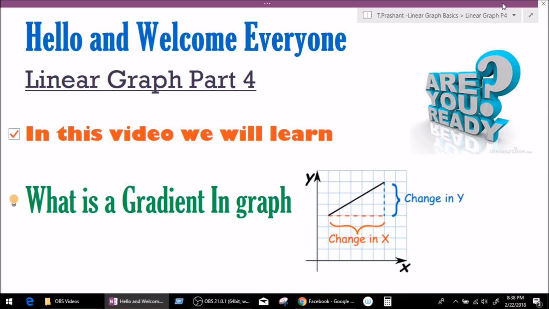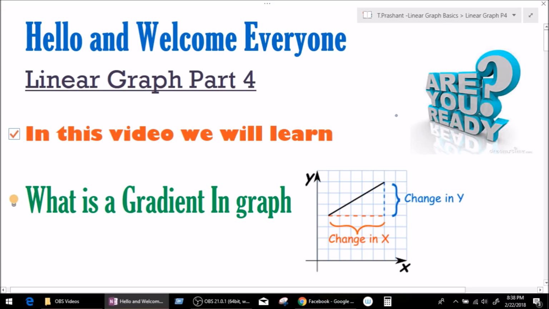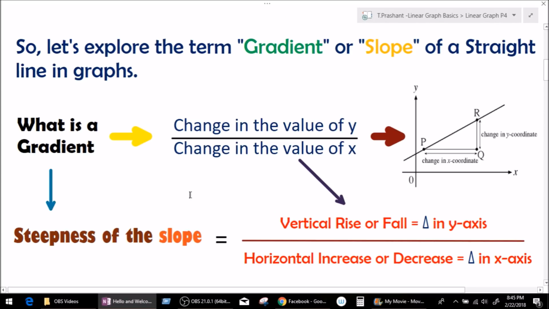But don't worry, we'll be breaking down the meaning of this term gradient piece by piece, and you all can count in pieces. I don't care. So let's proceed into this lesson. Let's explore the term gradient or slope of a straight line in graphs.